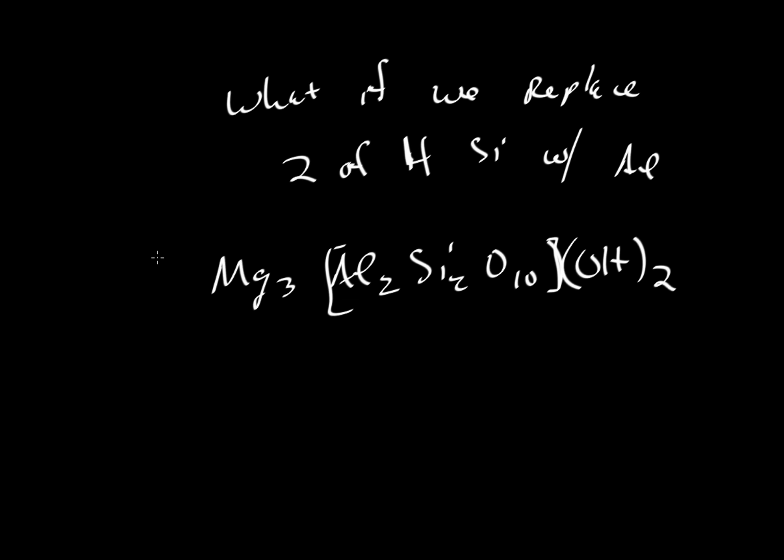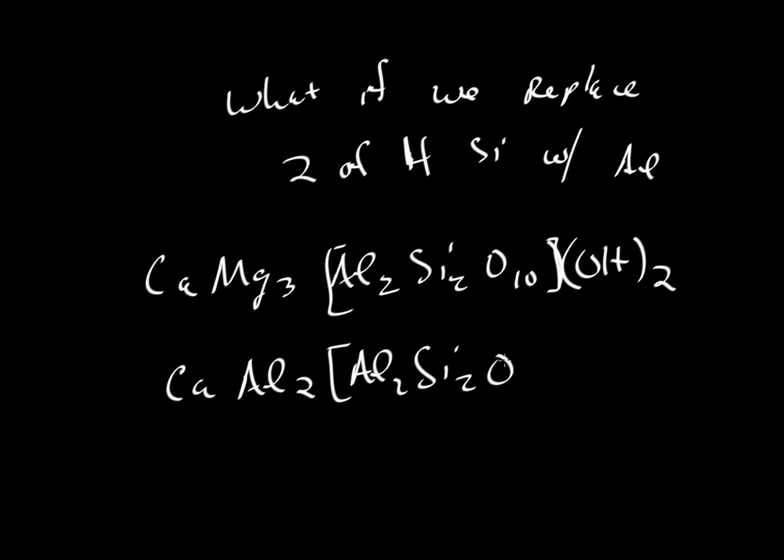Now we've lost 2 charges. We can put in a calcium, and we can also play the same game with aluminum. So we can have CaAl2, and then Al2, Si2O10, and then (OH)2. And these would give us the minerals clintonite and margarite. For the case of putting in 2 aluminums here, notice that these aluminums are in 4-fold coordination and these fellows are in 6-fold coordination. That's why we write the aluminums twice.